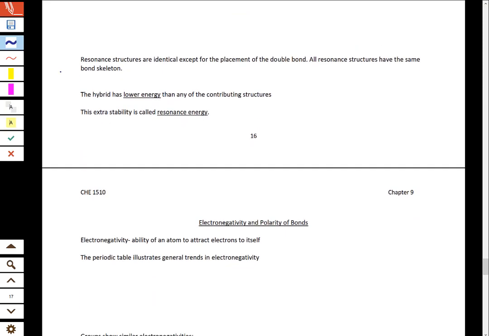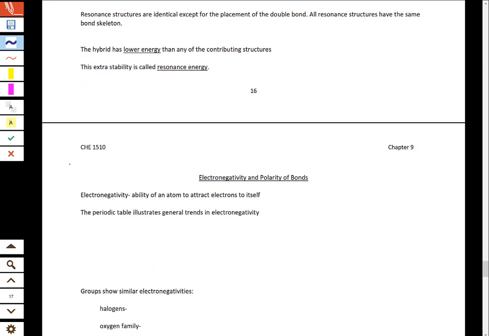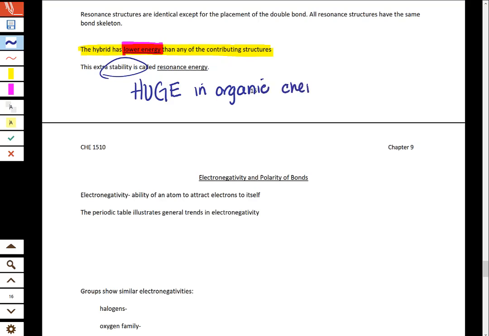So, why do we care about resonance structures? Because having resonance makes an overall more stable situation. So it lowers this energy. And for those of you who end up taking more chemistry, this idea of resonance stability is going to be huge in organic chemistry. Like really big.